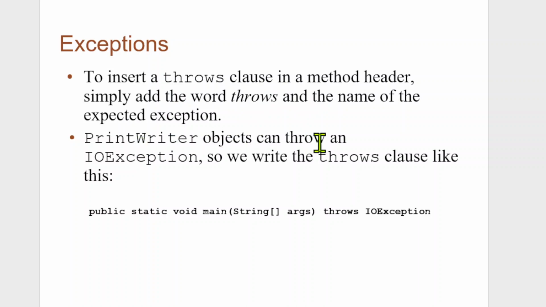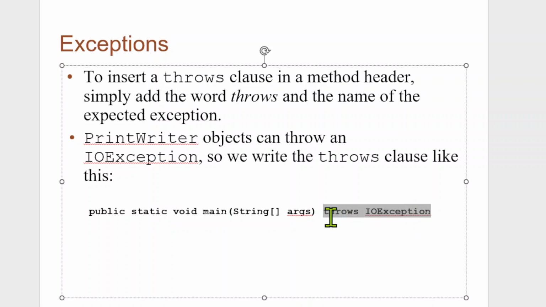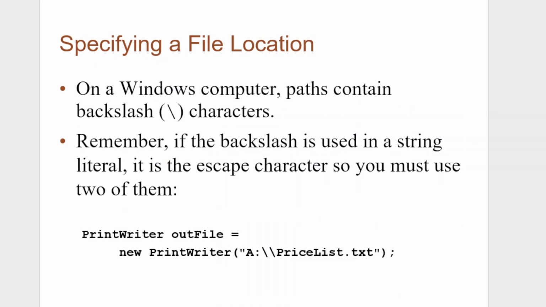So PrintWriter objects can throw an IOException. So you write a throws clause: throws IOException, like this. So we add this to our main method here. I don't know why they're covering this before we start covering methods, but you can add that to the main method and it'll throw an exception there.